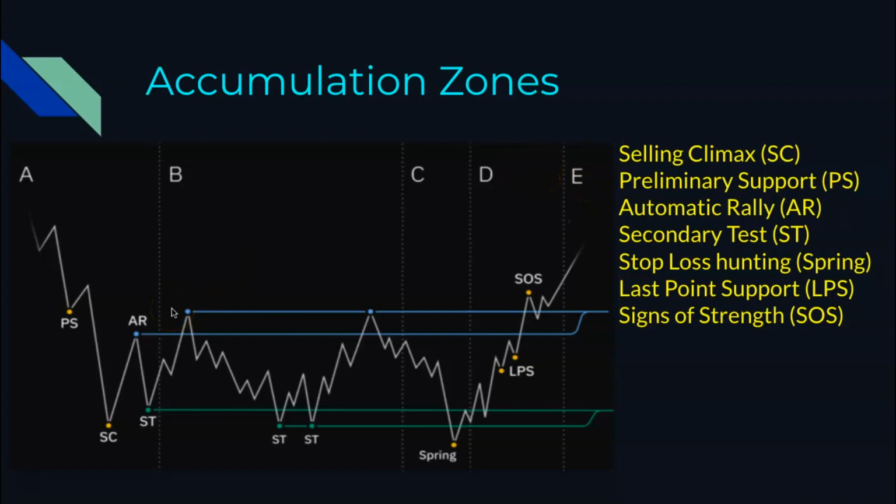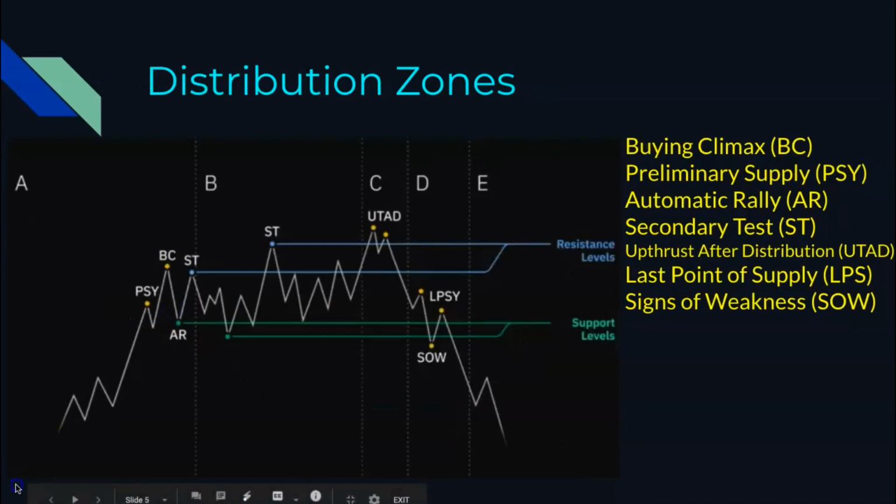So now let us look into the distribution zone. This is how the distribution zone looks like. After the price has been marked up, there will be a buying climax. There will be huge volume here. Like I told, you can track it with the reversal volume tracker. After that, the price will be in range and there will be one stop loss hunting. After that, again they push the price down.